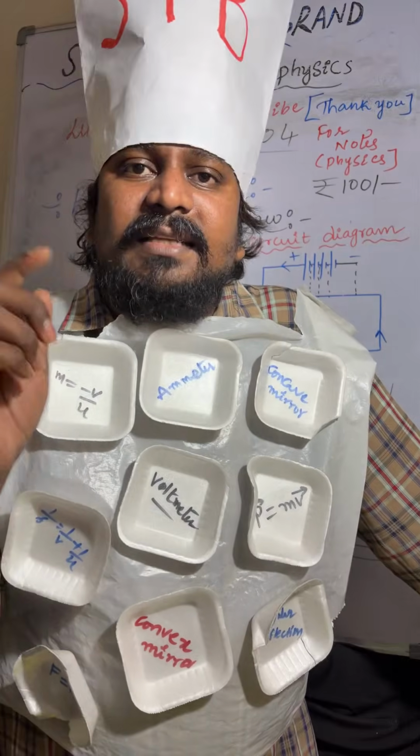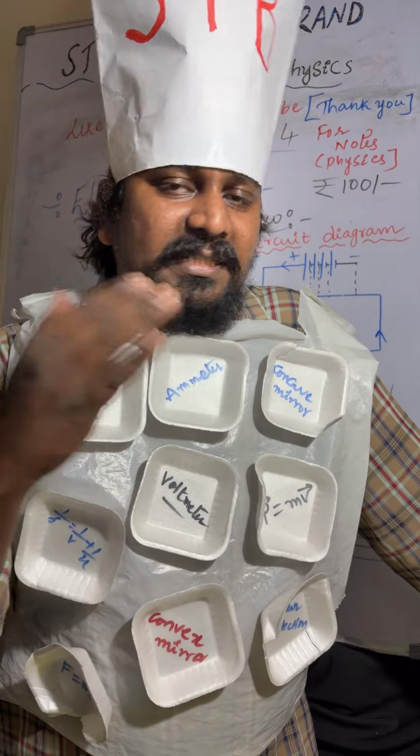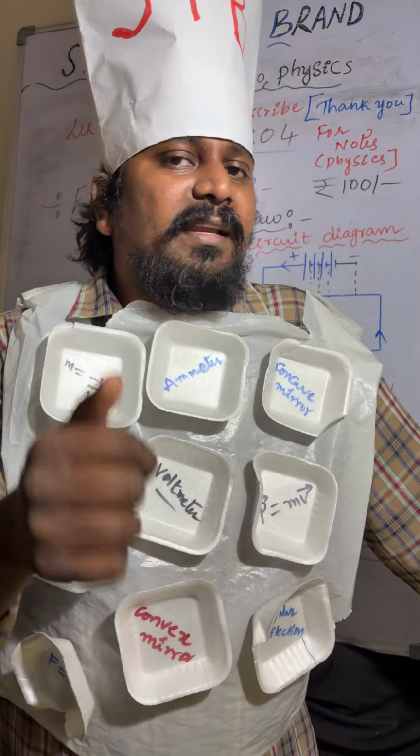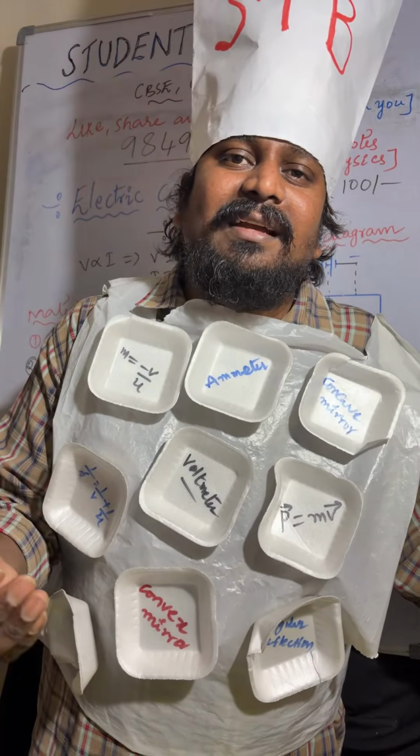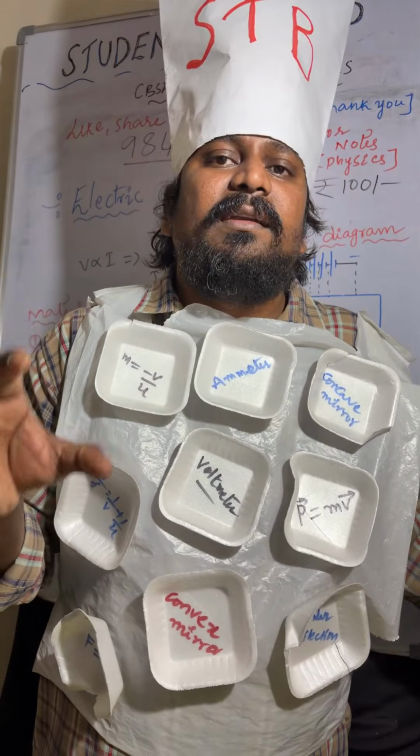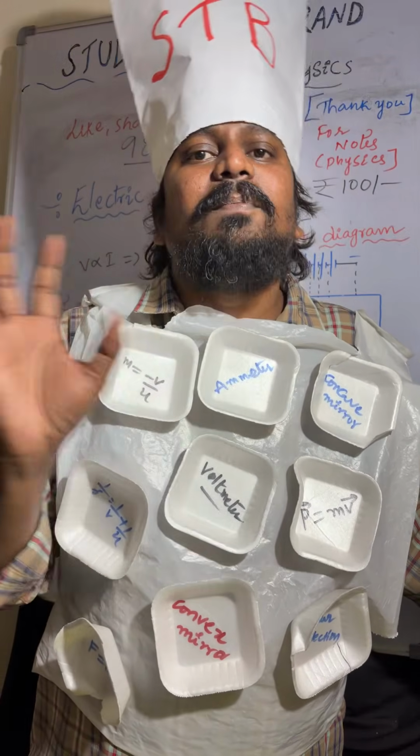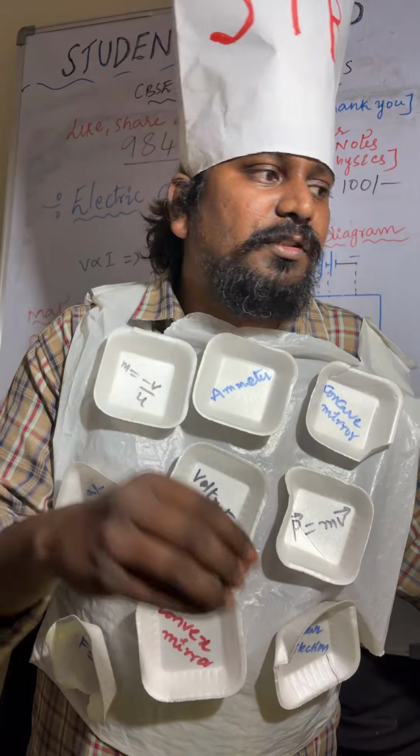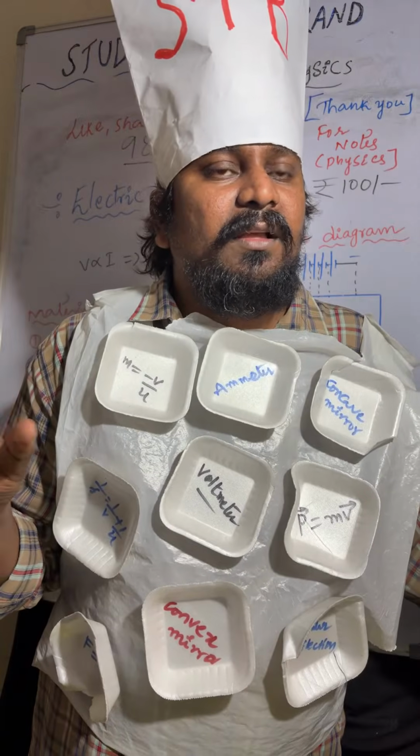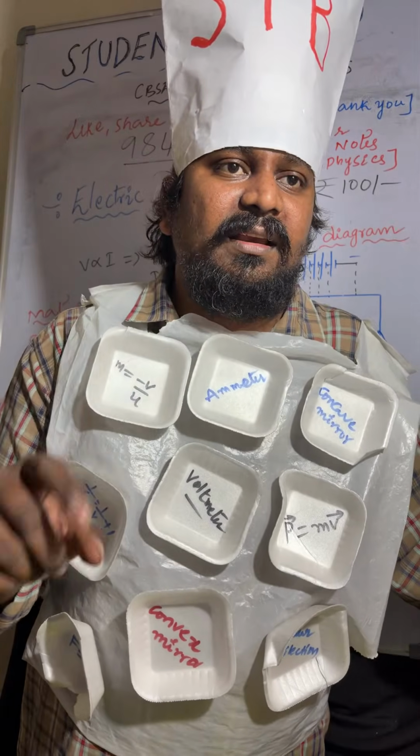And the next one is ammeter. Ammeter is a device used to measure the electric current, and it will be connected in series combination. Coming to the voltmeter, voltmeter will be connected in parallel combination. Voltmeter is used to measure the potential difference. I hope it is very clear.